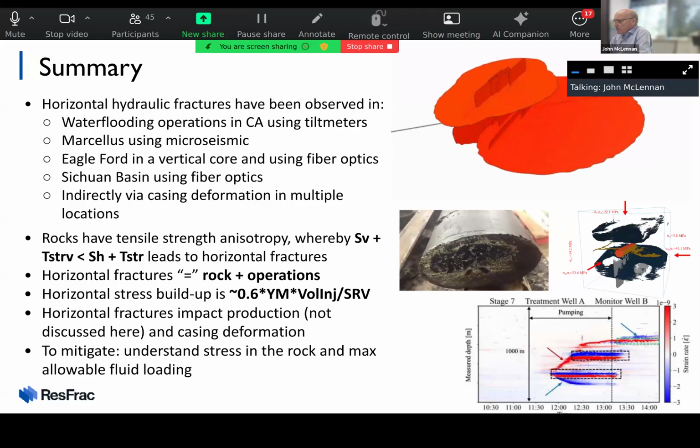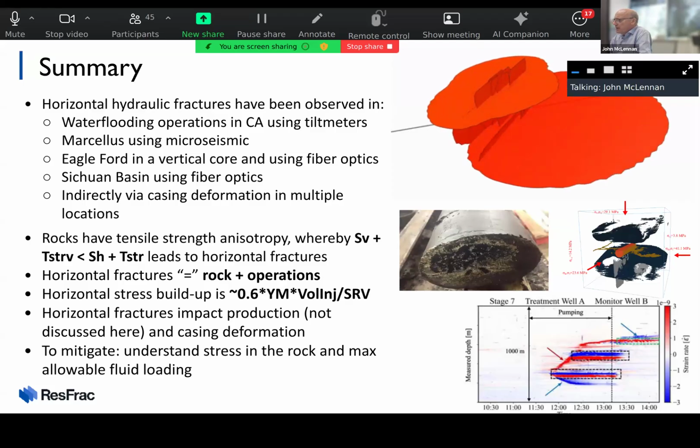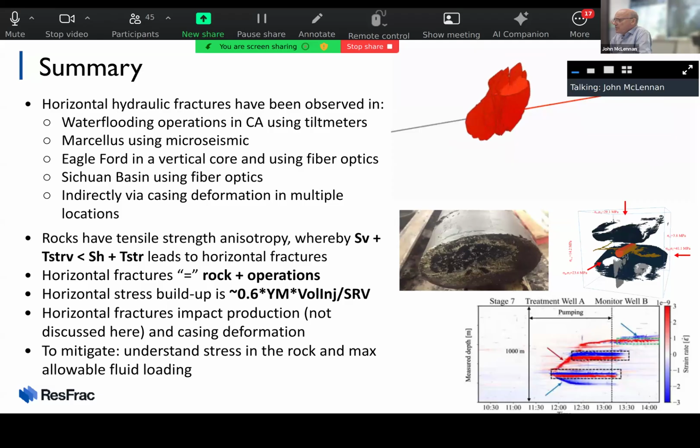I can fit in two more questions. One is from Wenching, and he appreciated the talk. He wants to know if you could speculate as to whether horizontal fracturing is one of the reasons that fracture swarms are observed.